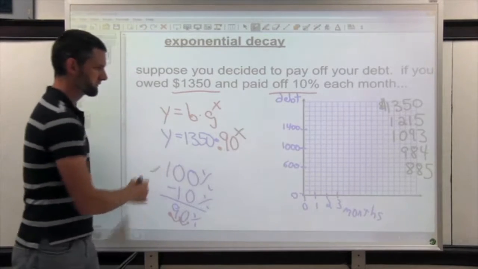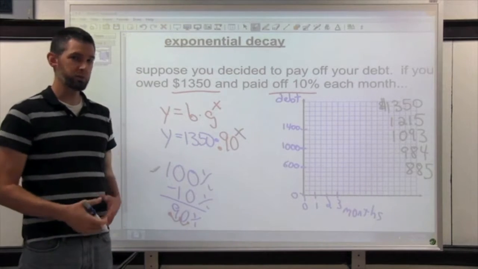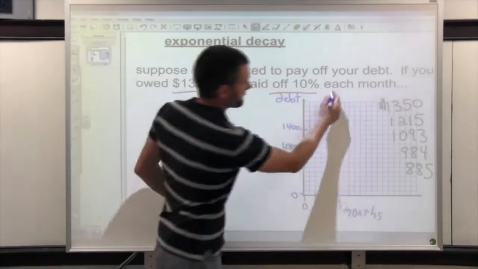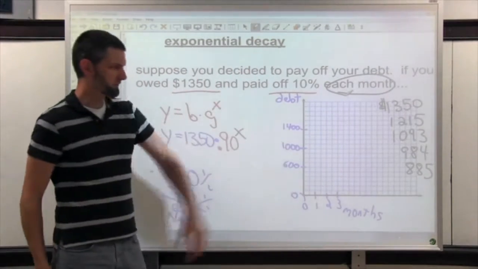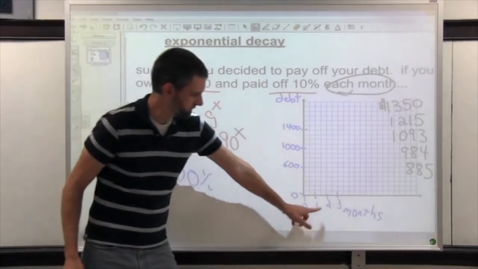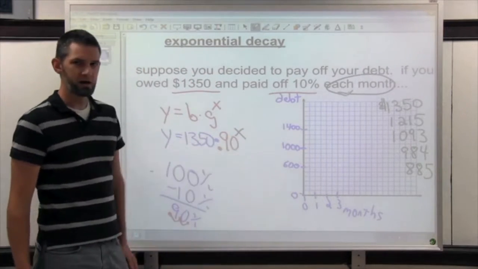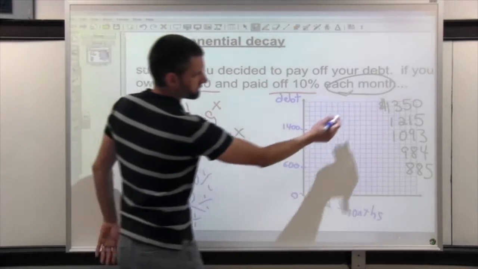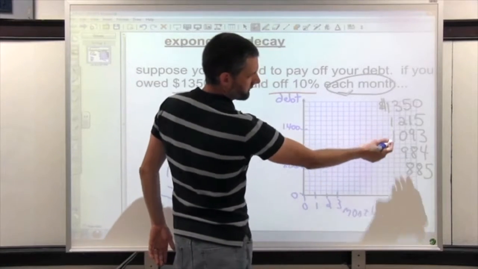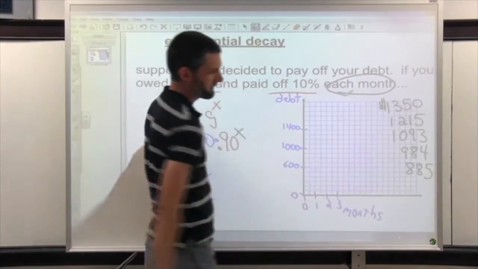And then we've got the x for the exponent for the time periods. In this case, it'll be each month. So I've already done some calculations here. I put in 0, 1, 2, 3, and 4 months in for x. And here are the values: 1350, 1215, 1093, 984, 885.